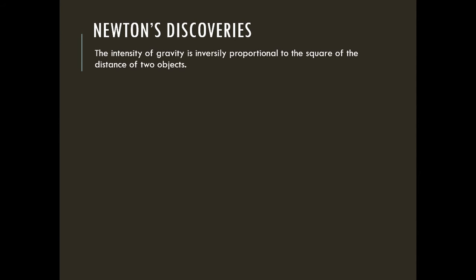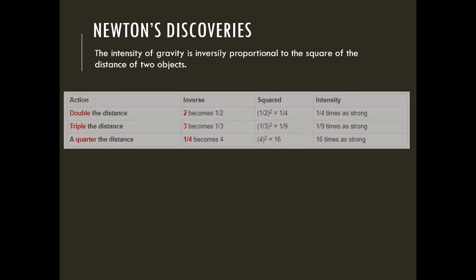Alright, now we're going to talk about Newton's discoveries. The intensity of gravity is inversely proportional to the square of the distance between two objects. Well, this statement sounds very complicated, but it is not. We are going to analyze it in a little while, okay?